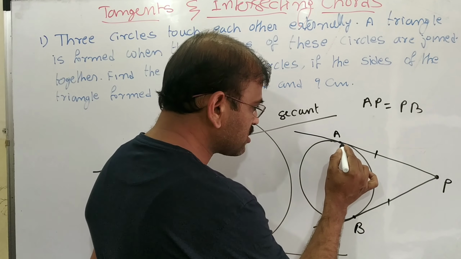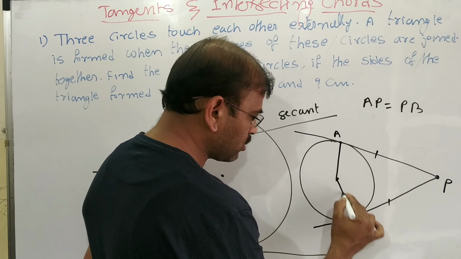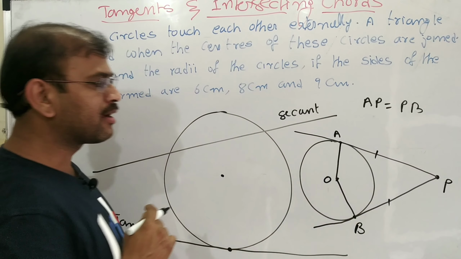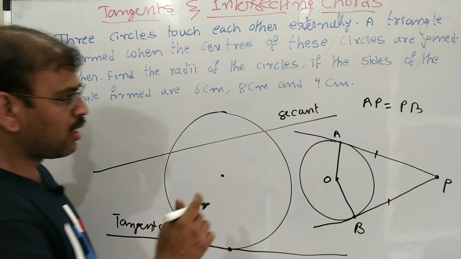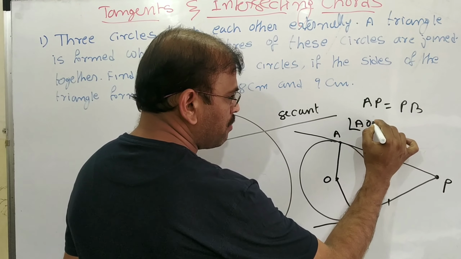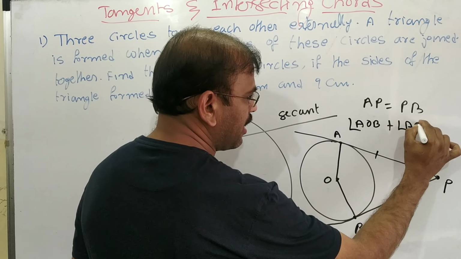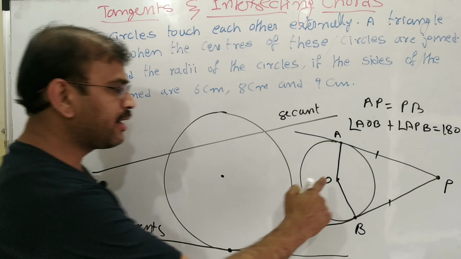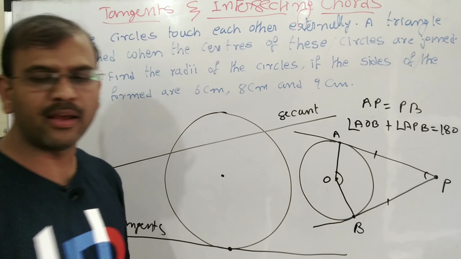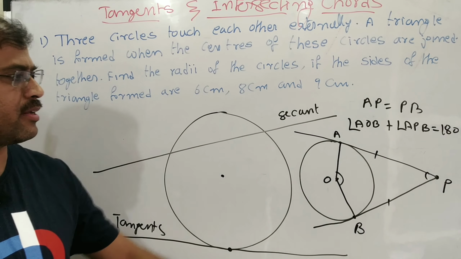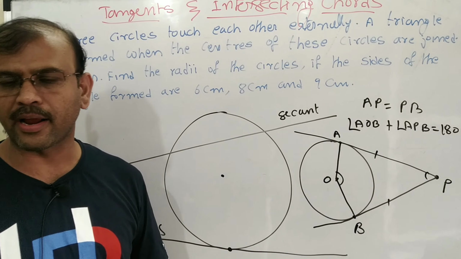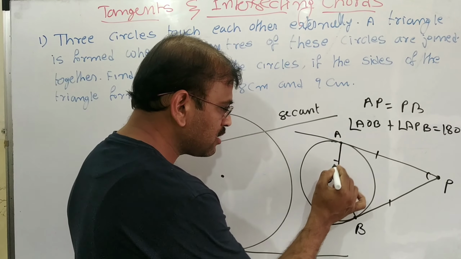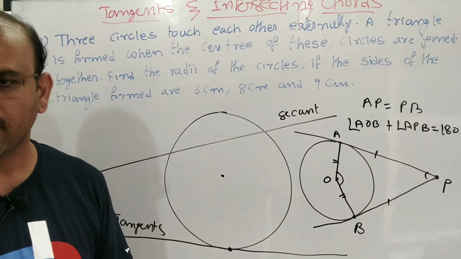Now if I join to the center, the center angle I consider as O. Angle AOB plus angle APB is equal to 180 all the time. The center angle and the exterior angle form 180 degrees. So these two are the radius, and I can consider these 2 lengths also equal.